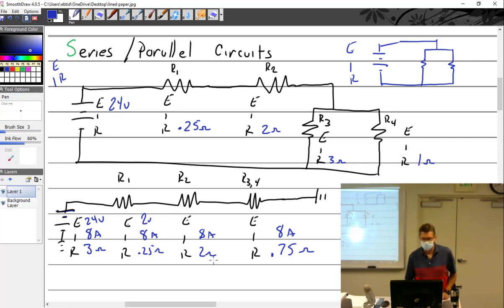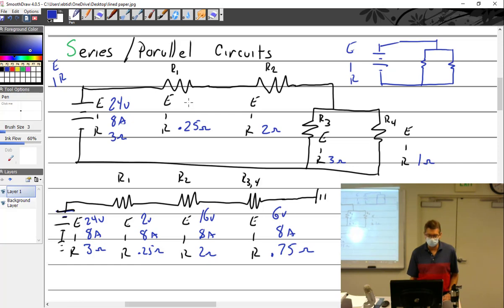2 volts. 8 times 2, oh, 16 volts. 8 times 0.75, 6 volts. Okay, so I've got this. Now, these numbers just move up right here. So the totals are going to move up. They haven't changed. So that's 8 amps and 3 ohms.